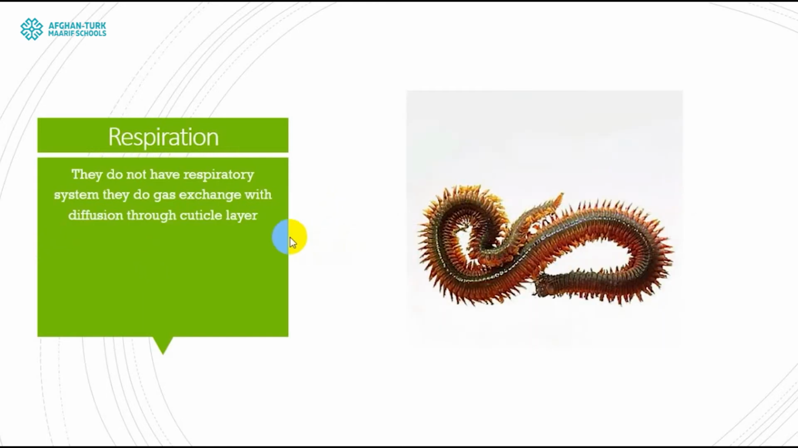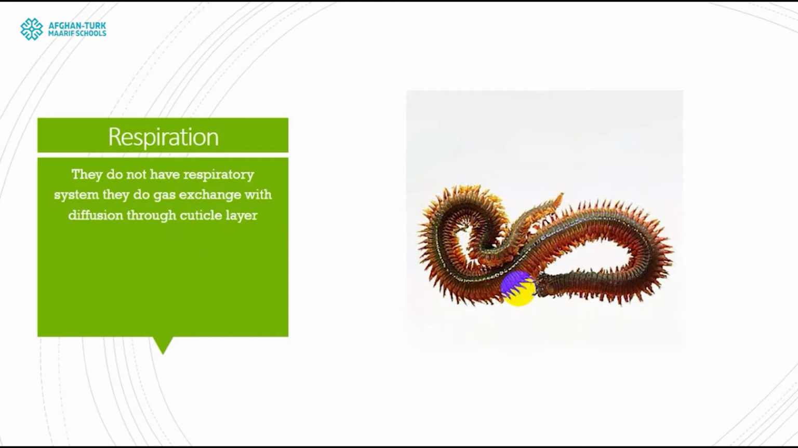Their respiration is happening with the diffusion through their cuticle layer. Cuticle layer is the outer layer of that kind of animals, which is a kind of making them shiny, and this cuticle layer is protecting them as well. So this cuticle layer is also able to diffuse gases.